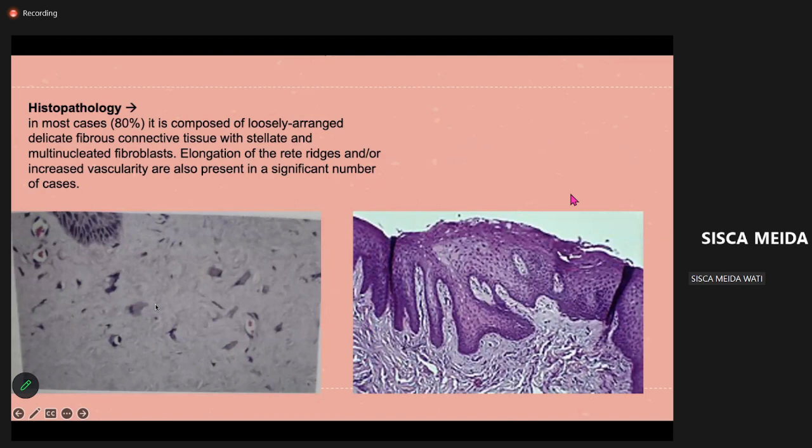This one looks like loose fibrous connective tissues. The previous one is dense. And the epithelium looks hyperplastic, and you can find these elongations of the ridge here.